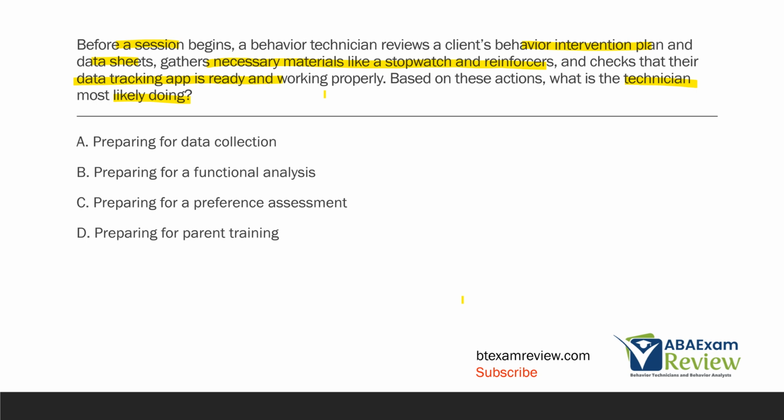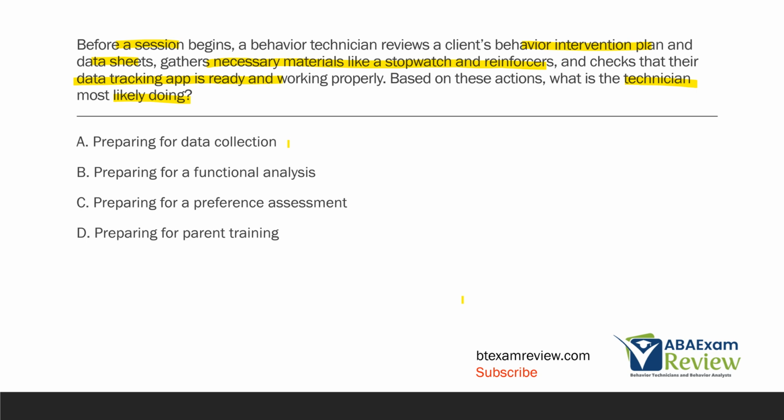So, all these little things the technician is doing is preparing them to do what? Well, it's A, preparing for data collection, and that's ripped straight from the beginning of the task list. You should be ready to collect data as soon as the session starts. You don't use the first 15 minutes of session to get ready. You've got to be ready when session starts so we don't waste any time.